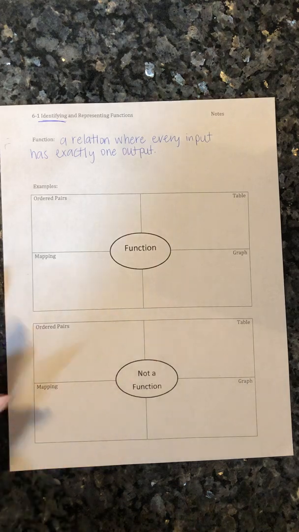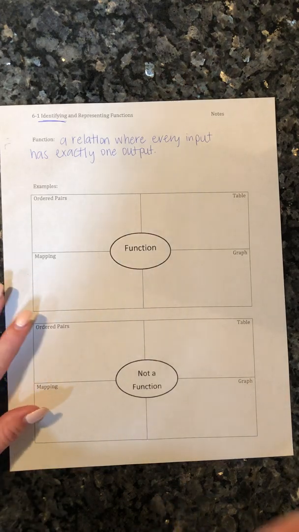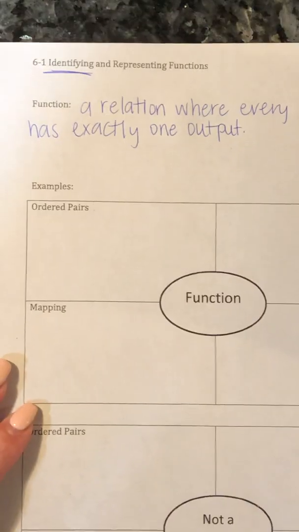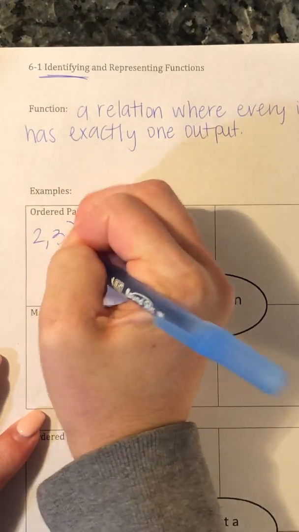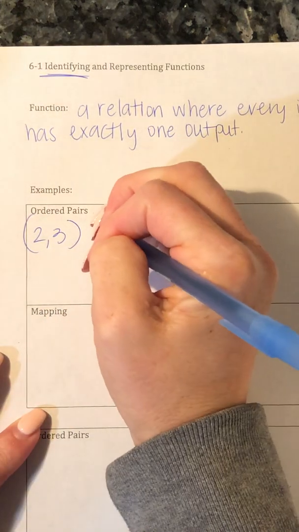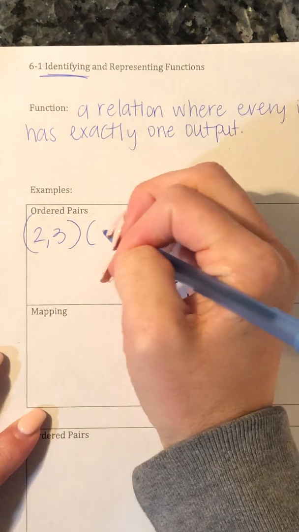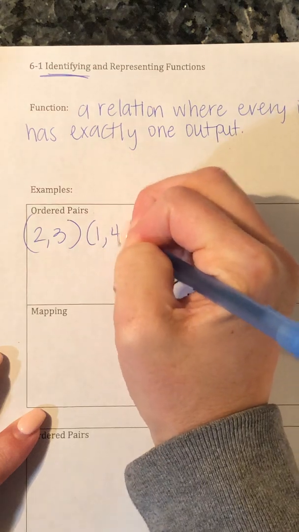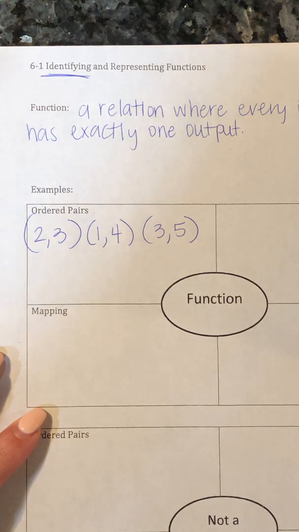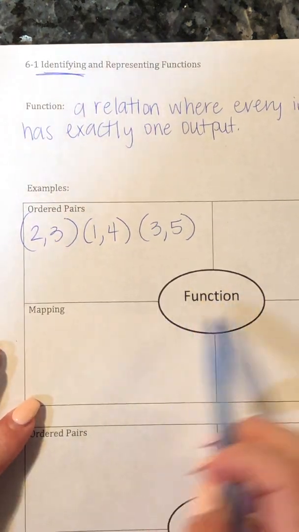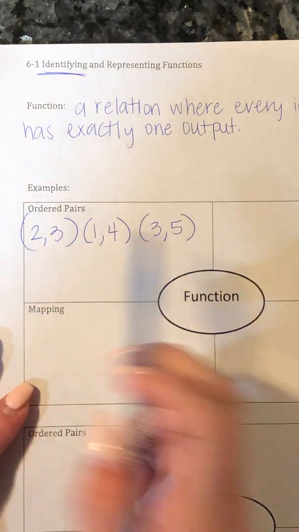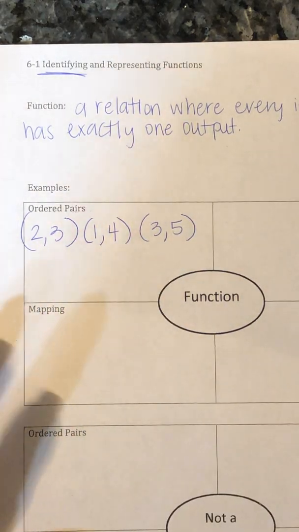An ordered pair, you know that you have an X and a Y. So for example, if I have the ordered pair 2, 3, then that means I have an X of 2 and a Y of 3. Okay, and then the next one, let's say I have a 1, 4 and a 3, 5. Okay, the reason that this is in the section titled function is that for every input, I only have one output. And what does that really mean?